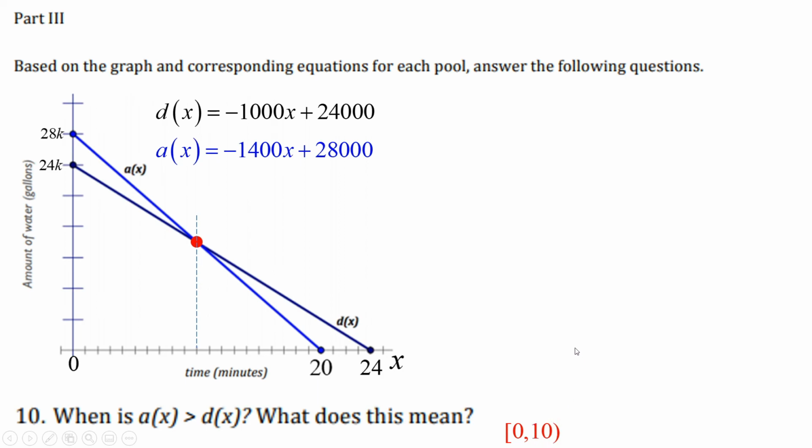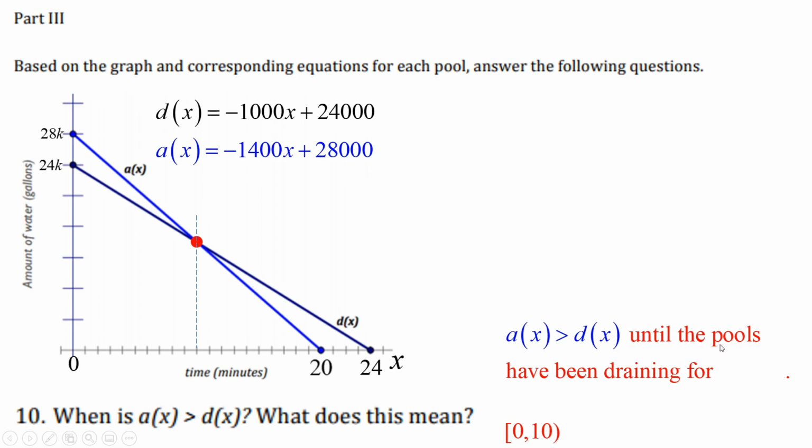And what does this mean? Well, let me see. A of x is going to be greater than D of x until the pools have been draining for how many minutes? 10 minutes. Beautiful.